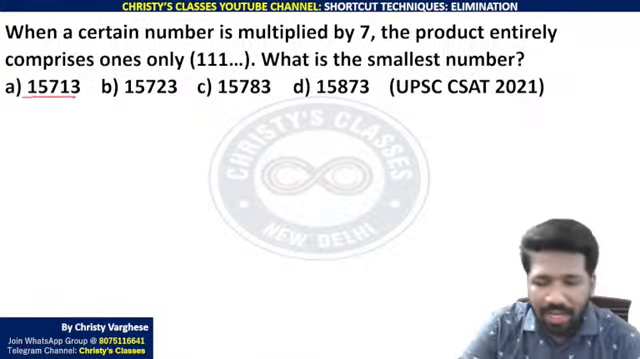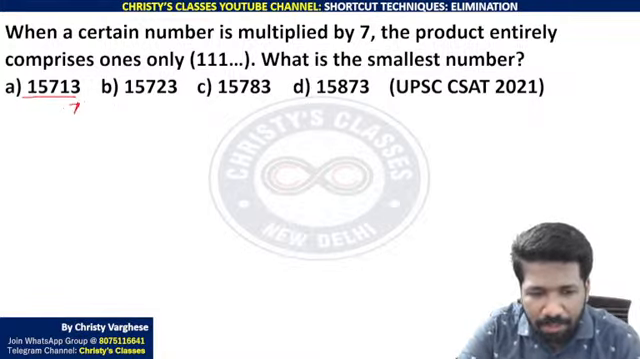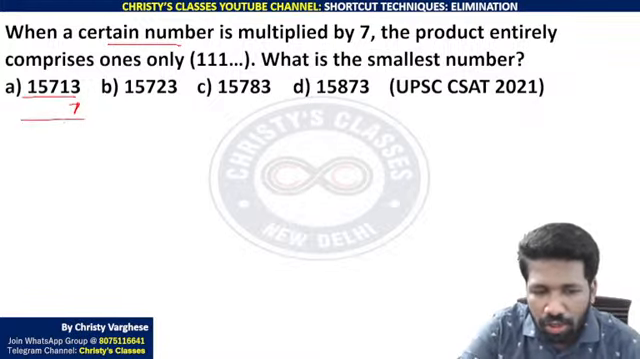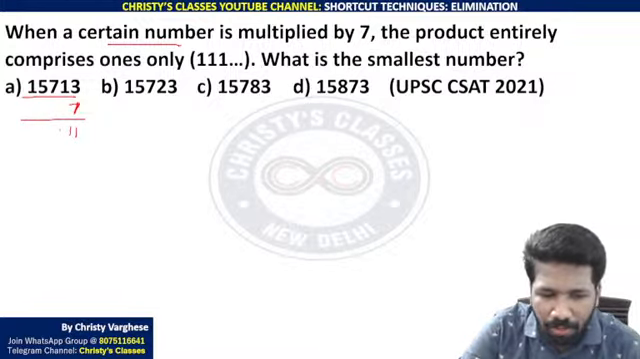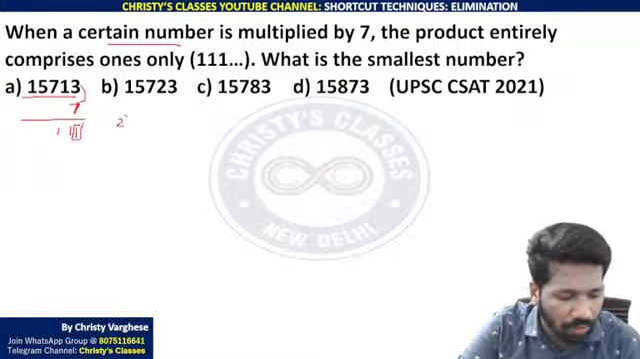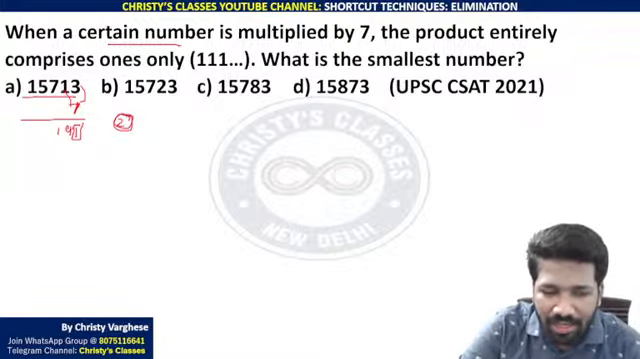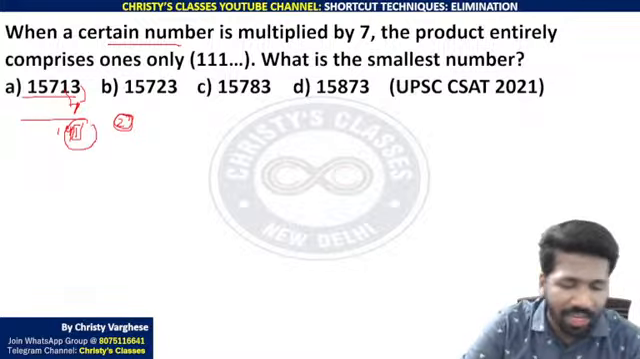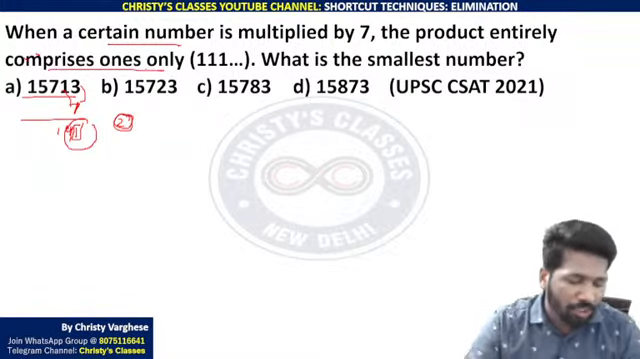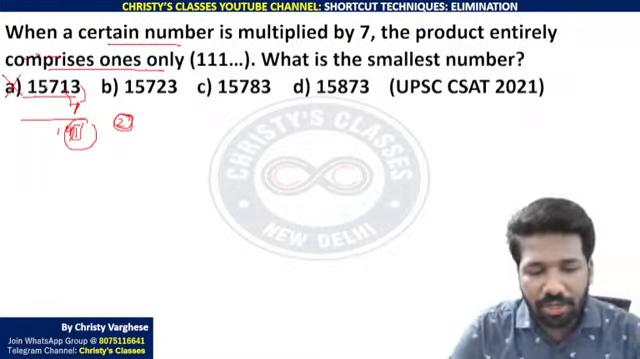If option A is the correct answer, the smallest number is 15713. That means 15713 multiplied by 7 should give you only ones. How many ones we don't know, but it should give only ones. Let us check it. 7 into 3 is 21, last digit is 1. Carry over is 2. 1 into 7 is 7, plus 2 is 9. That itself says that the last 2 digits are 91. That is not possible. It should comprise only ones. So by elimination by substitution, option A can be clearly eliminated. I hope it is clear.